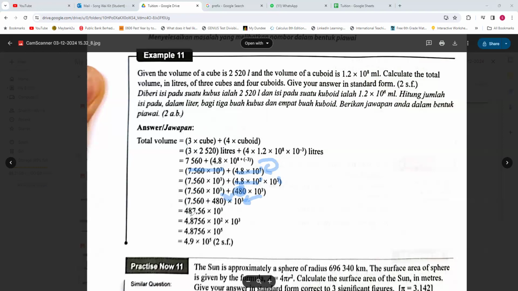It's a pretty easy one. So after you add them up, you get the answer times 10 power 3. Take this and convert it back to standard form. 4.876 times 10 power 2. Okay. Last step is you times these two powers, they add together, power 5. All right. Then they want it in two significant figures. So then you just change this into two significant figures. So round it up to 4.9. So that's the example 11.